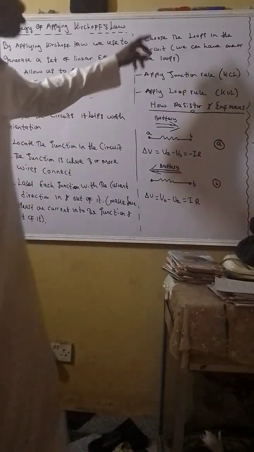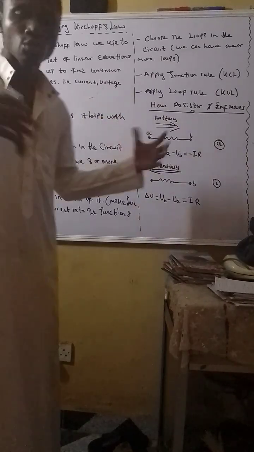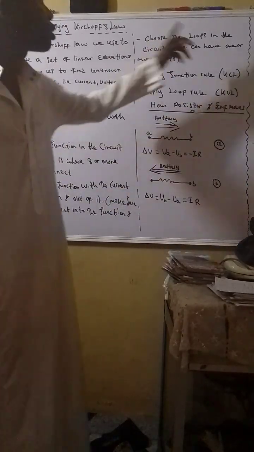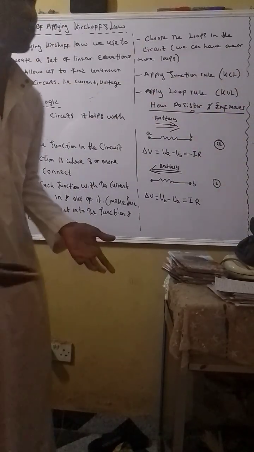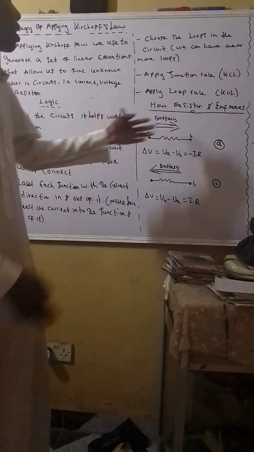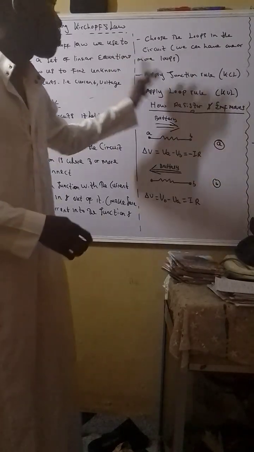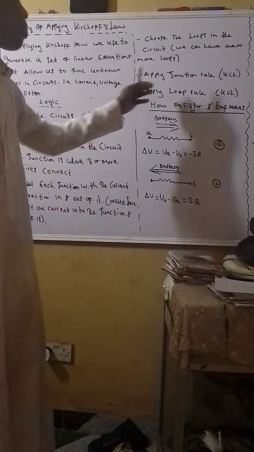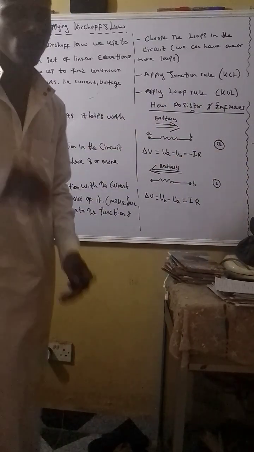Now, you have to choose the loops also. I showed you that you can have more than two loops, talking about the EMF, like the voltage. You have to choose the loops in the circuit. You can have a single loop or more than a single loop. So you apply the junction rule to it, that's the KCL. What is the rule for the KCL? And you apply the loop rule to solve your question. What is the rule for the KVL?